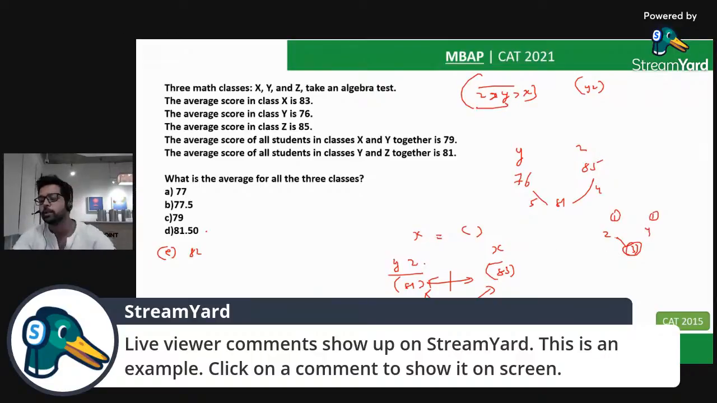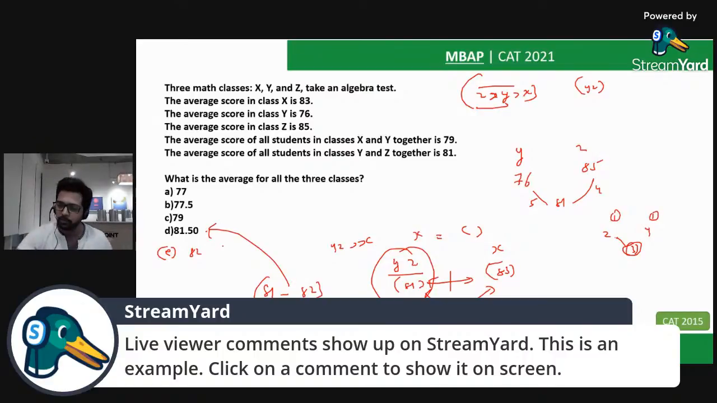You guys have told me, Anahita, Prince, Nagma, Rajveer, that Y and Z have more number of people than X. So obviously Y and Z will pull the average towards themselves. So I can conclude the actual answer will be between 81 and 82. Between 81 and 82 also there's only one option, which is 81.5, which is going to be the answer.